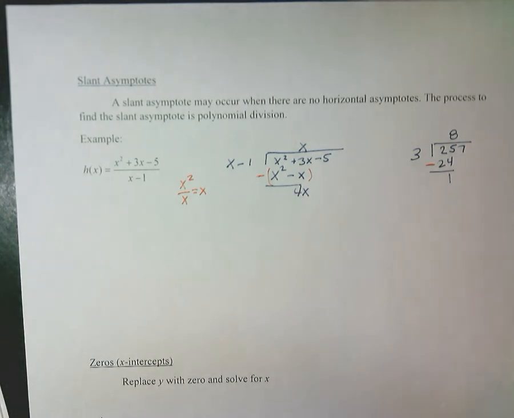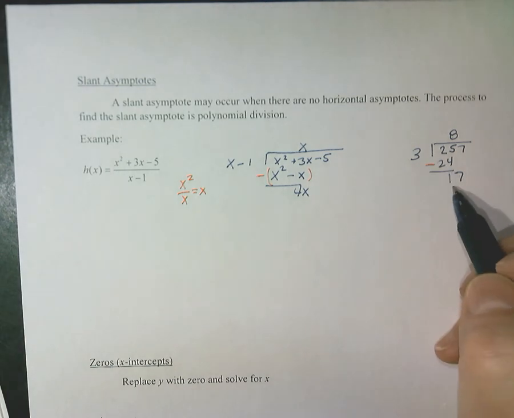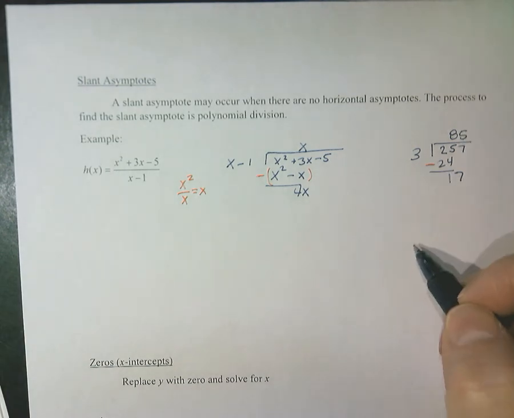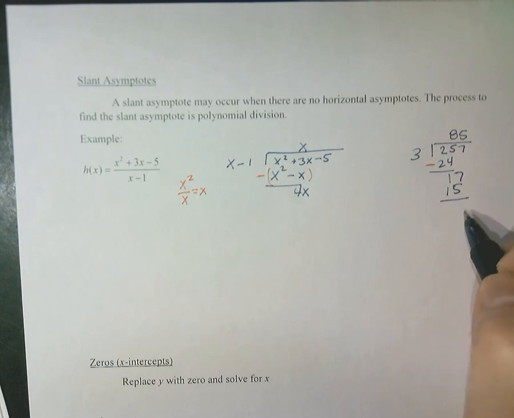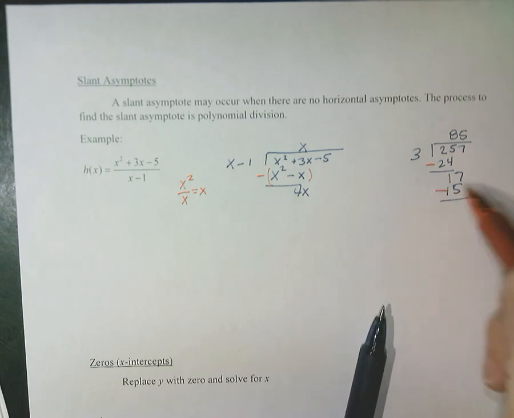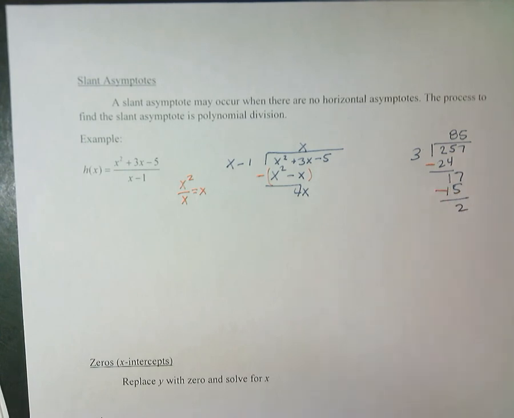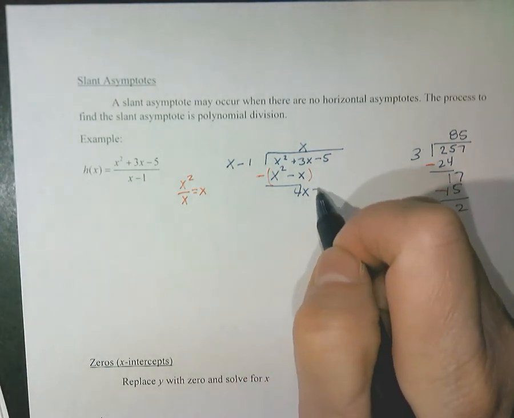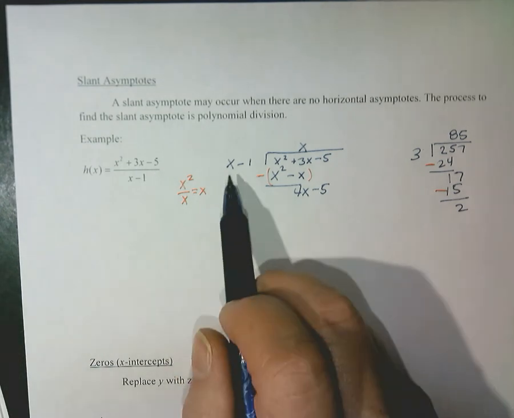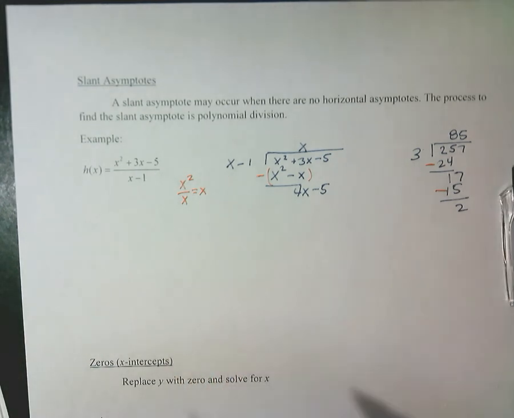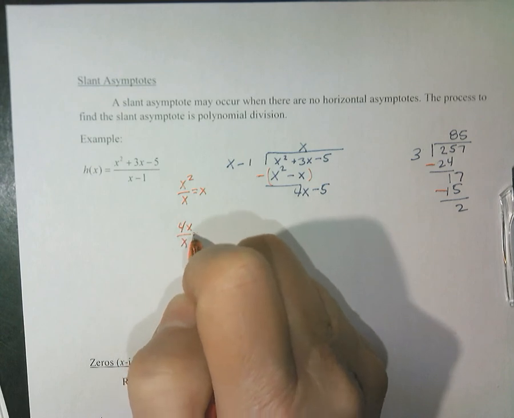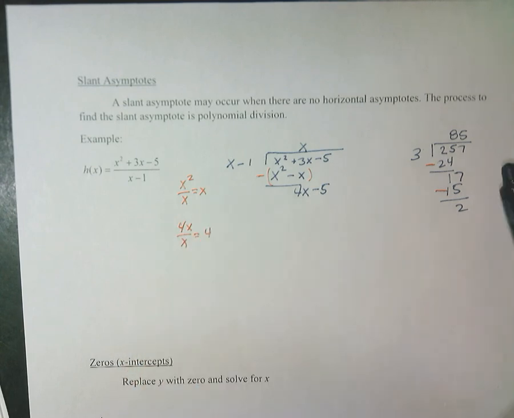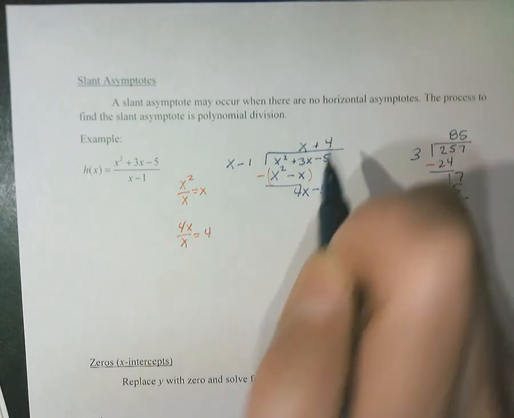With the numbers, the next step is to bring down the 7. And then I divide again. 3 goes into 17 5 times. 5 times 3 is 15. And I subtract, and I get a 2. So bring down the negative 5. X goes into 4x, or think of it this way, 4x divided by x is equal to 4. So I have to put a positive 4 up there.